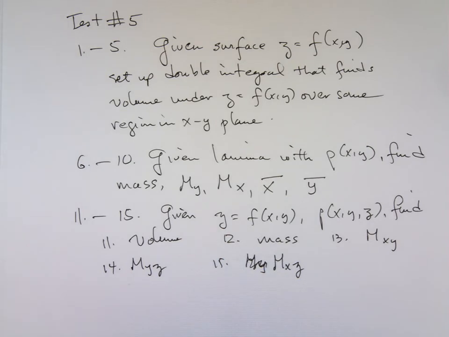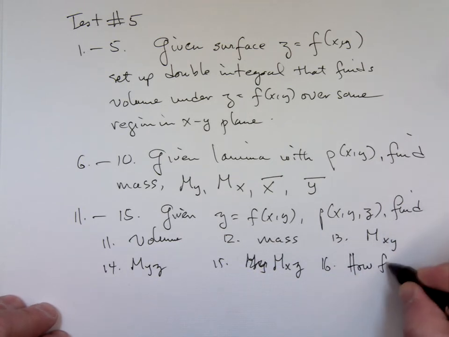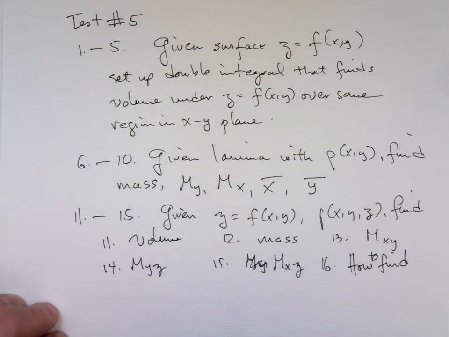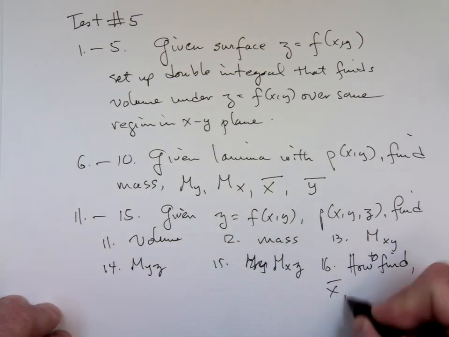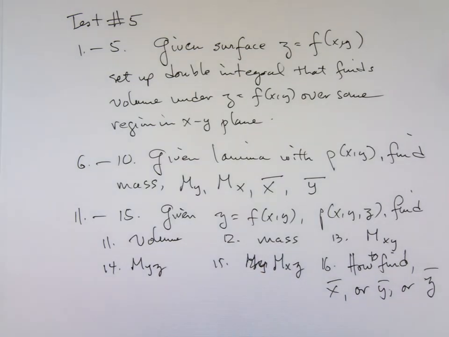And then I ask you how to find x bar or y bar or z bar. In other words, make sure you know the definition of how you find these things, okay? X bar, for example, would be the moment from the yz plane divided by the mass. Y bar would equal the moment from the xz plane divided by the mass. Z bar would equal the moment from the xy plane divided by the mass. I'm going to ask you for the definition, basically.